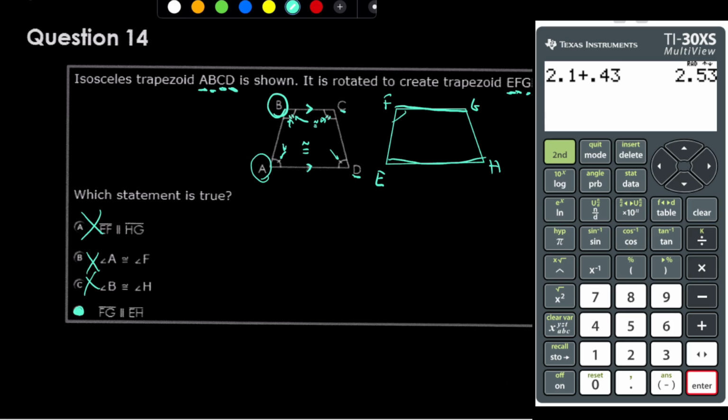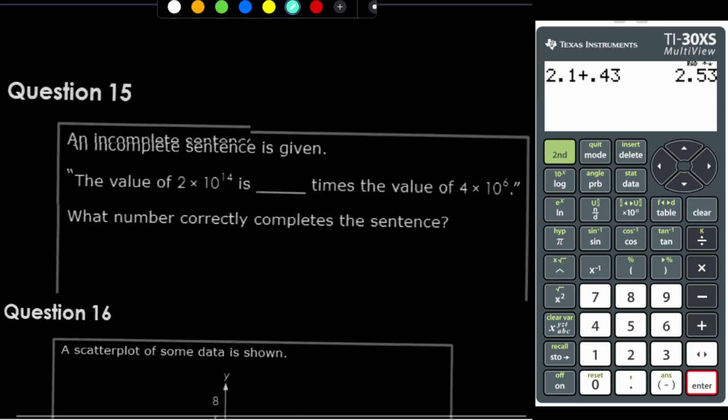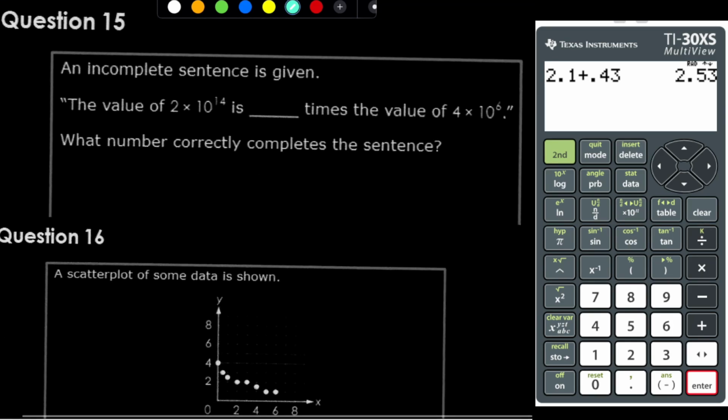Question 15. An incomplete sentence is given. The value of 2 times 10 to the 14 is blank times the value of 4 times 10 to the 6. What number correctly completes this sentence? So when you see "is blank times," you're thinking division. 2 times 10 to the 14 divided by 4 times 10 to the 6. Okay?